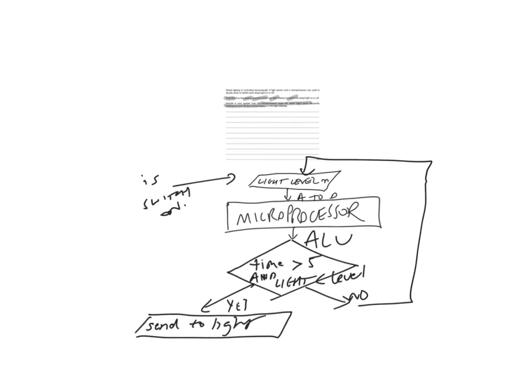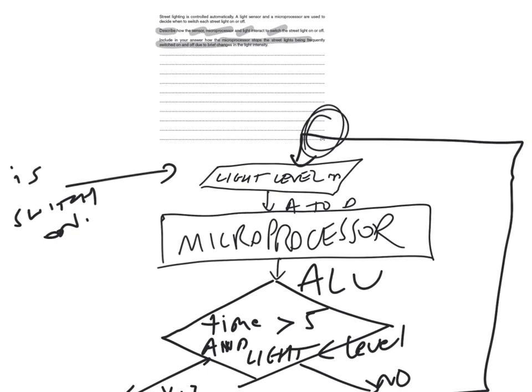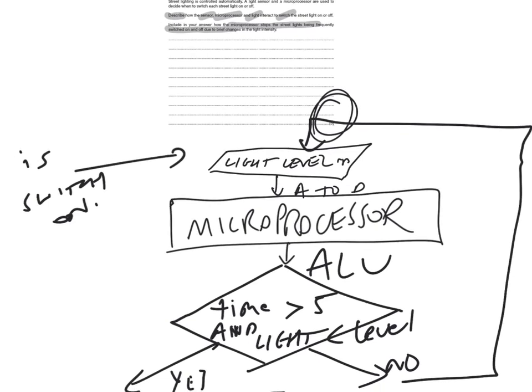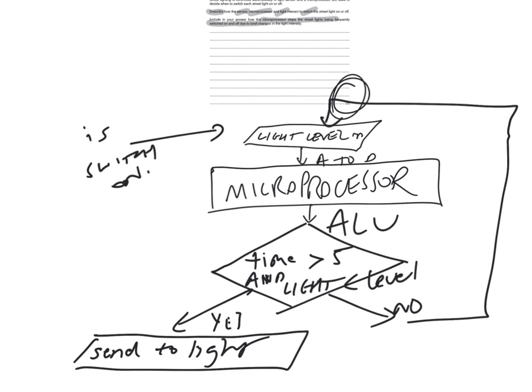So I've got a ridiculously bad drawing here, and I apologise. We know, looking at the marks, we need 5 marks. So if you look at my rubbish diagram here, some of the things we need to talk about, and I'll just use the highlighter here to try and highlight this. So we could start off with talking about the fact that we need to switch the light on and off.